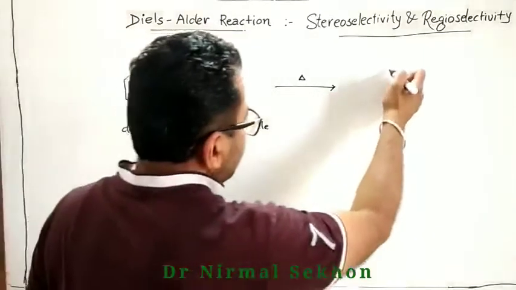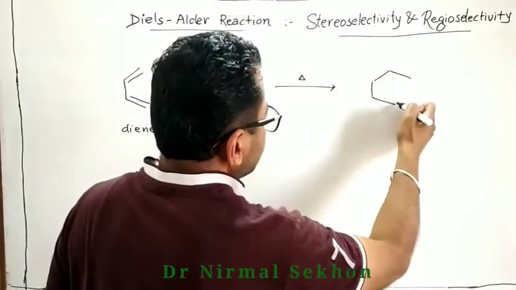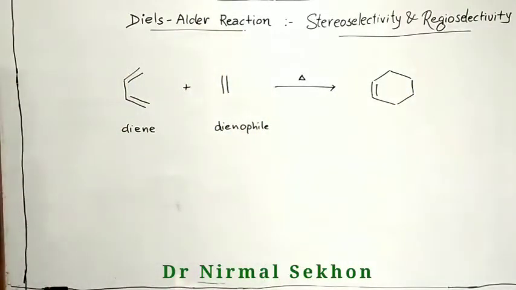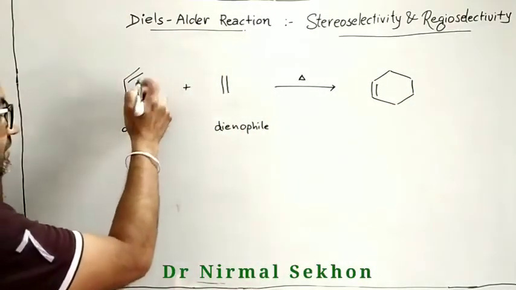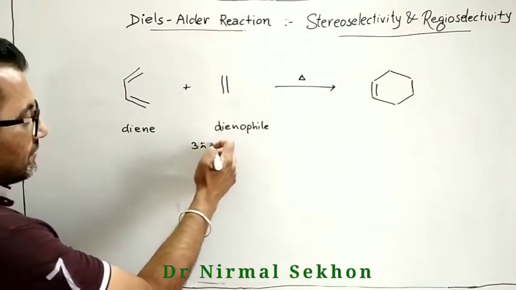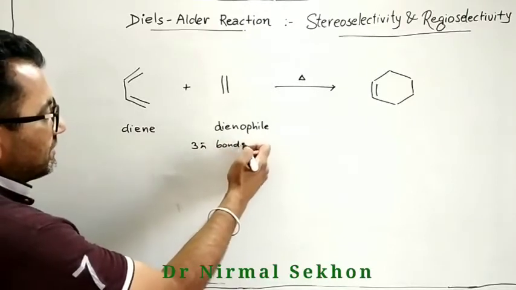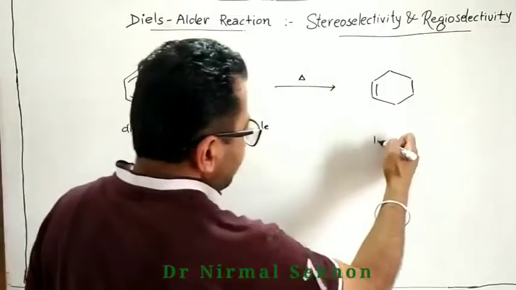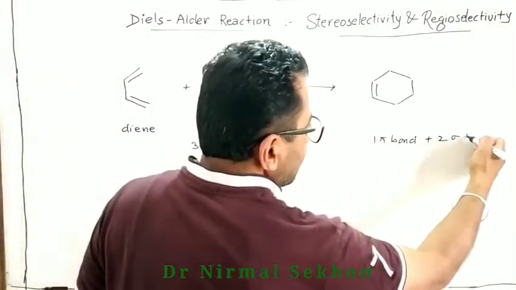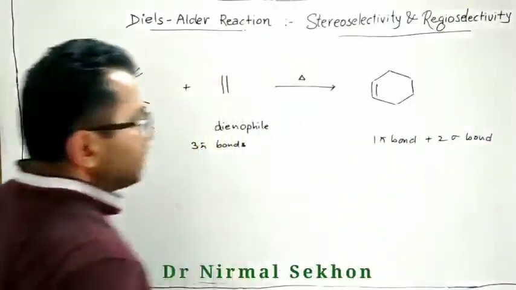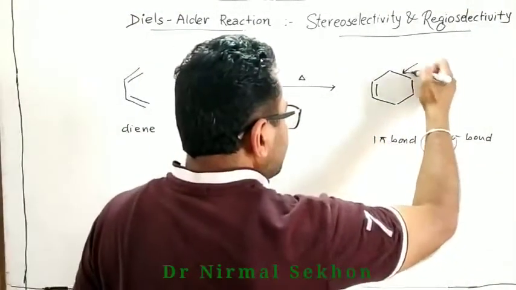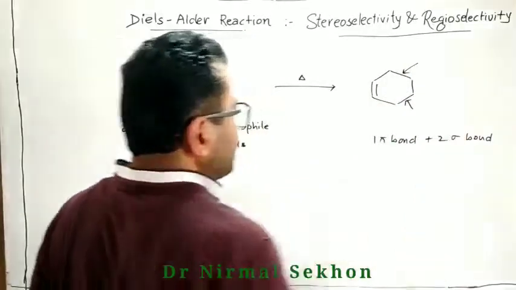The product formed is cyclohexene. Here we have 2 pi and 1 pi, 3 pi bonds in total. And in the product we have 1 pi bond plus 2 sigma bonds. New sigma bonds are formed. Like one sigma bond is formed here and a second sigma bond is formed here.